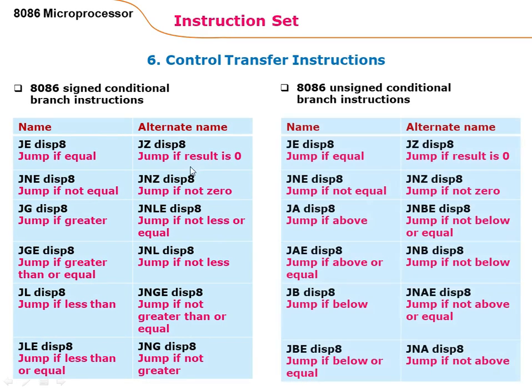So here are some signed and unsigned branch instructions and conditional instructions. The instructions are approximately the same. Here JE is nothing but jump if equal, JZ is jump if result is 0. JNE is jump if not equal, which is equivalent to jump if not 0. Then jump if greater, which is equal to jump if not less or equal. Not less or equal means it is greater. So these two instructions are equal.